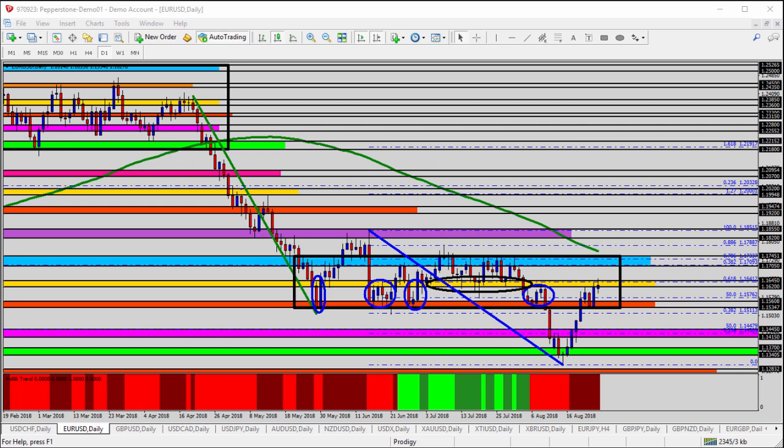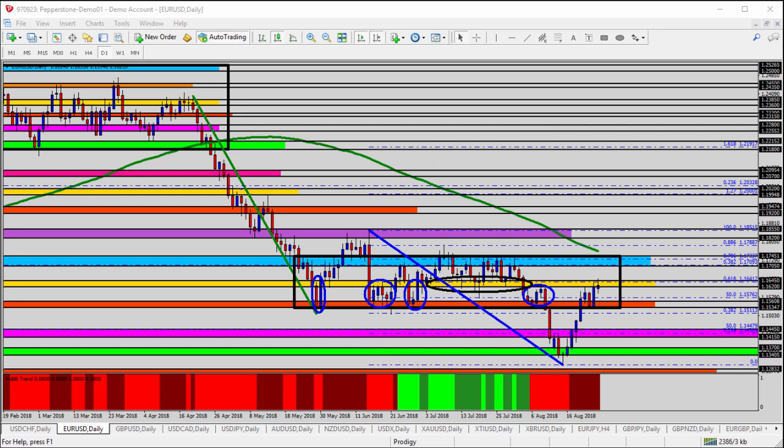Today we're going to take a look at the EURUSD, the Euro versus US dollar, for today's trade analysis. Looking here at the daily time frame, we have a couple of things to look at. First, the two different trend lines that we have here on the chart. Green trend line, of course, clearly the first leg of the downtrend.